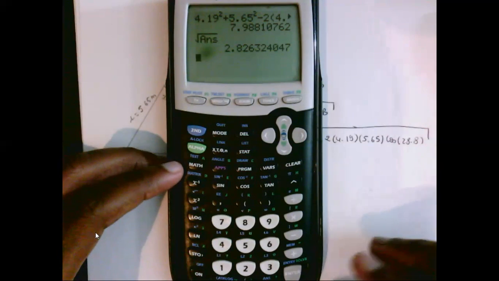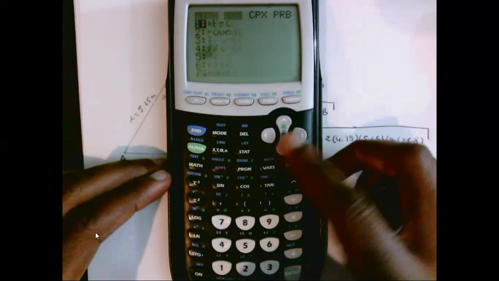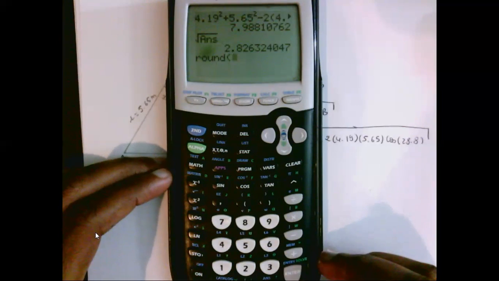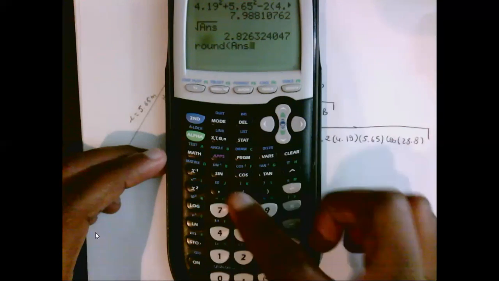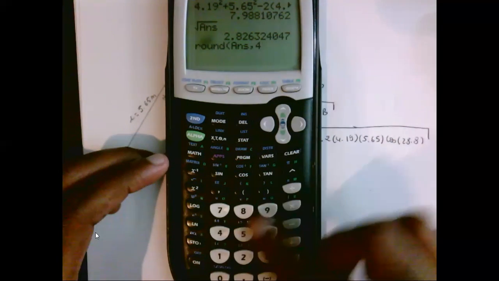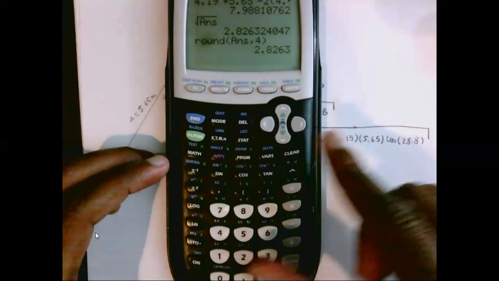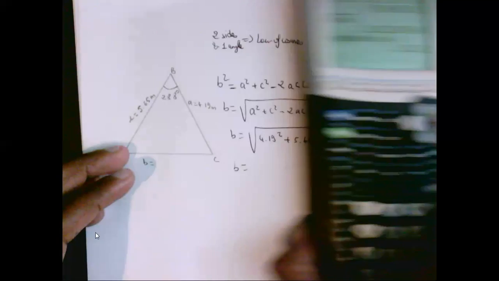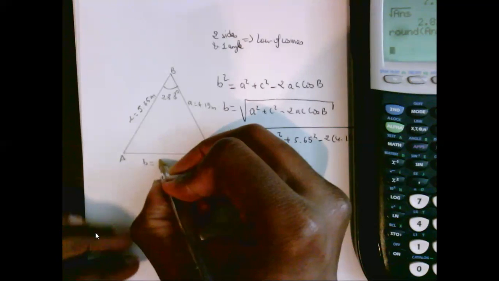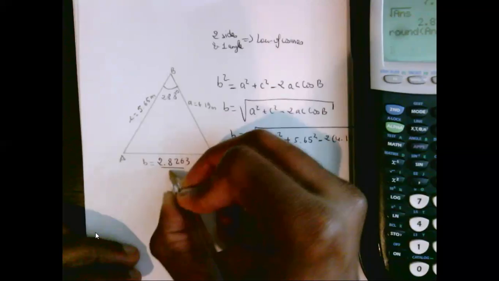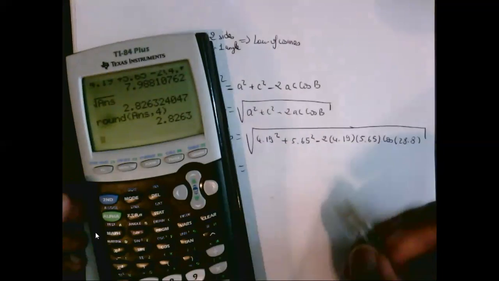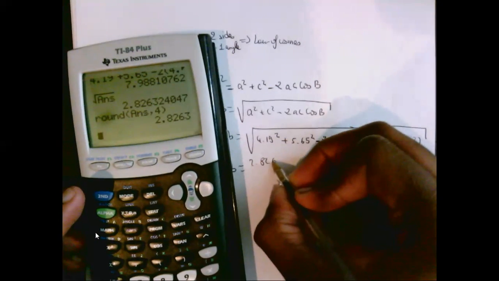Now they say to round it to 4 decimal places. So math round, enter, insert 4 decimal places. So this is my answer for b. b is equal to 2.8263. Now next they say to find the angle A.